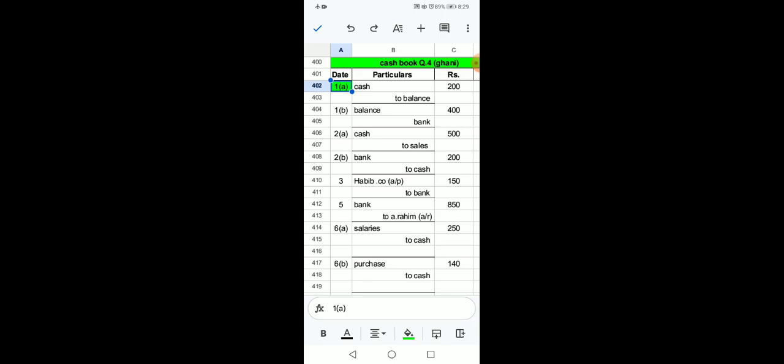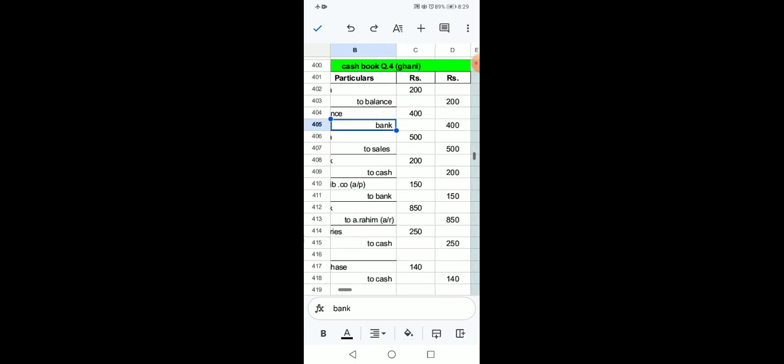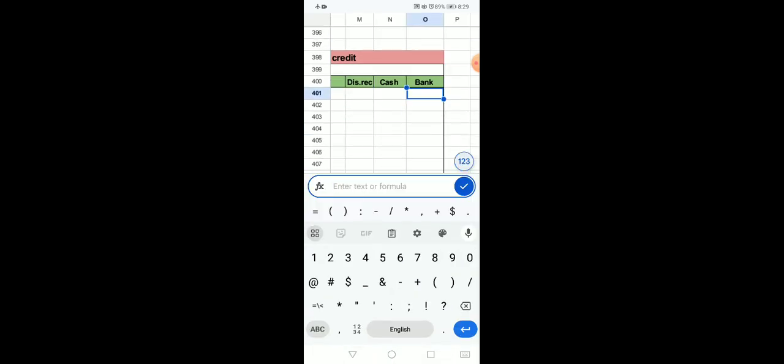You can mark it, you can put a click over it, whatever sign you want to put, if an entry has been posted in the cash book. 1A is completed. Now 1B, there are two elements in 1B, but the only element we are associated with is bank. Bank is credit over here, 400. So you will go to the credit side and there in the bank column you will write 400.